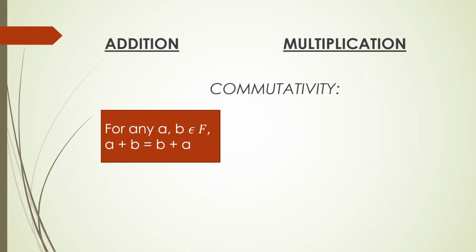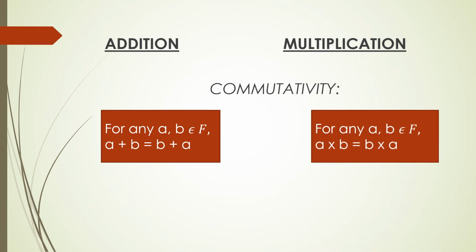So next is the commutative property. For commutativity, under addition, the elements are a commutative group. For any a, b element of F, a plus b is equal to b plus a. Under multiplication, the non-zero elements are a commutative group. For any a, b element of F, a times b is equal to b times a.